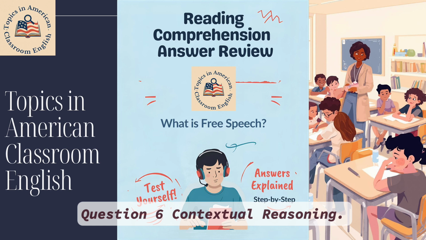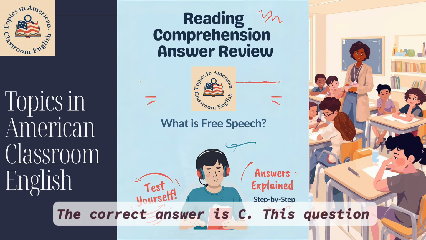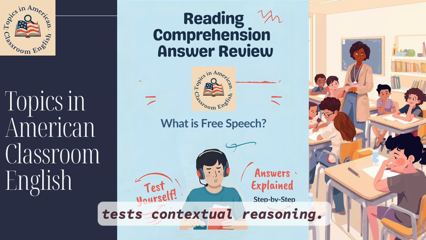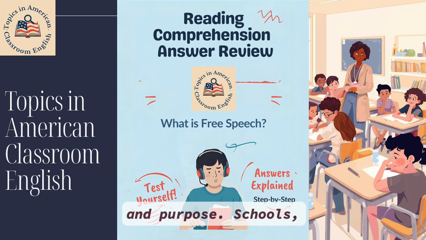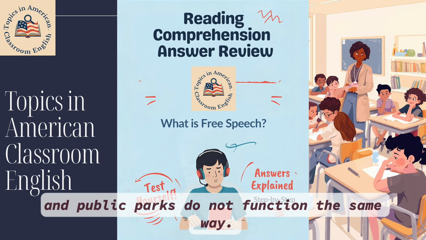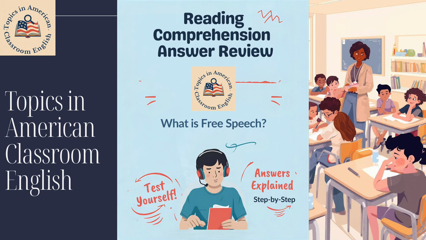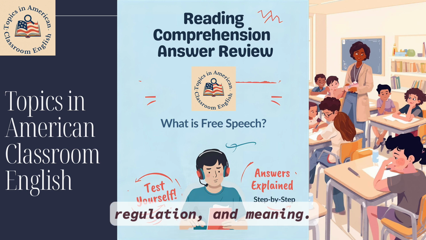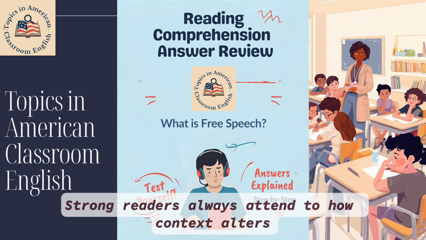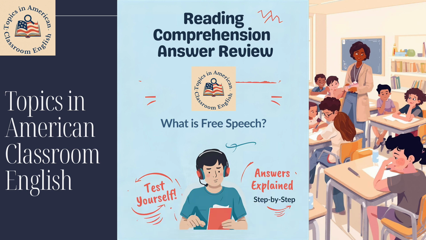Question 6. Contextual reasoning. The correct answer is C. This question tests contextual reasoning. The passage emphasizes that free speech is shaped by setting and purpose. Schools, courtrooms, and public parks do not function the same way. If you selected C, you recognized how the text connects environment, regulation, and meaning. Strong readers always attend to how context alters interpretation.